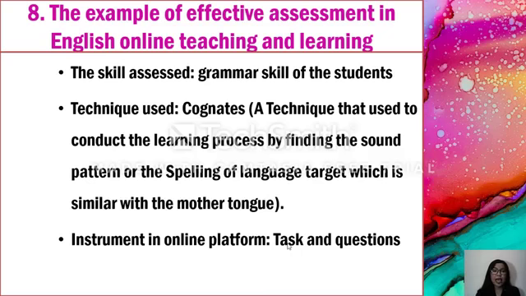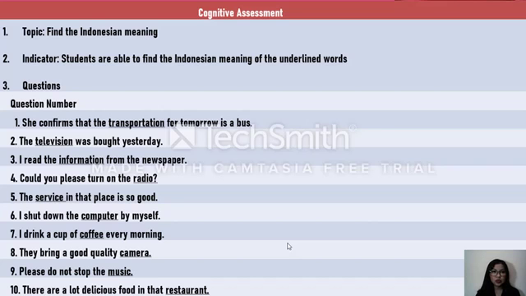So the instrument of this assessment that I provide on the online platform is tasks and questions. And I hope it will be answered by the students in my online learning platform. So this is the table about the cognitive assessment, actually to assess the students' cognition. So the topic is about finding out the Indonesian meaning of the words given in English. So the indicator: students are able to find out the meaning in Indonesian of the underlined words.